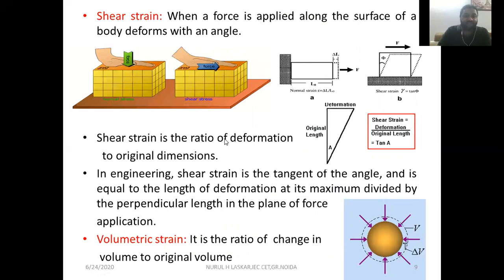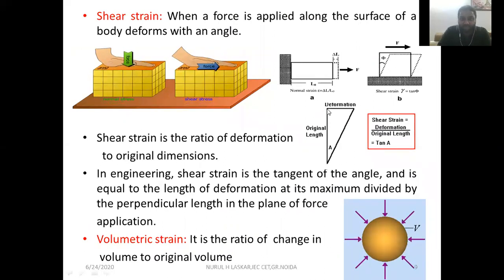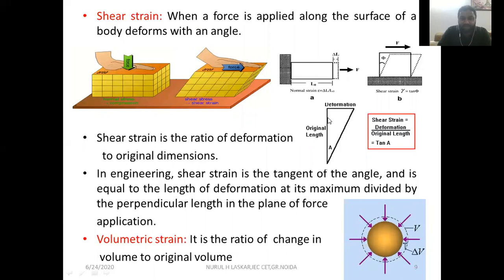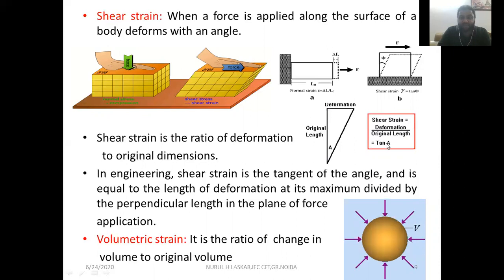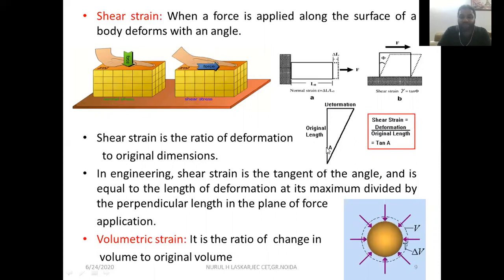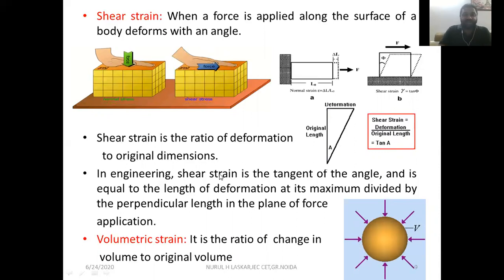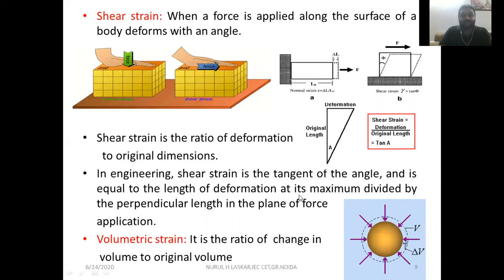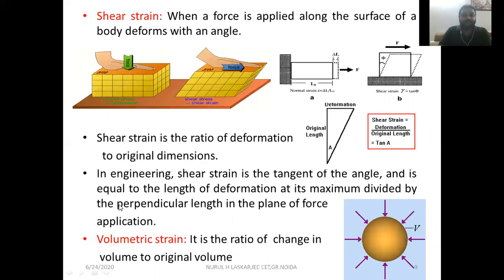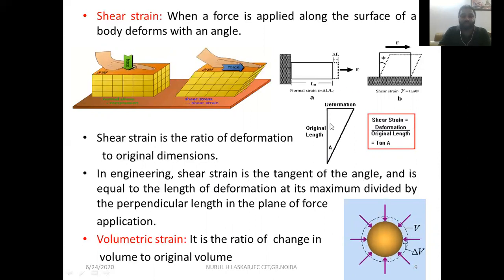The shear strain is denoted by an angle. It is the ratio of deformation to the original dimension. This is the deformation, and this is the original dimension: the perpendicular line is the original length and the deformation is the horizontal one. So deformation by original length is equal to tan A, and since A is a very small angle, tan A is approximately equal to A. So in engineering, shear strain is the tangent of the angle, equal to the length of deformation at its maximum divided by the perpendicular length in the plane of force, which is this one.